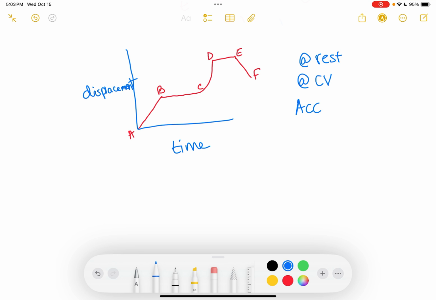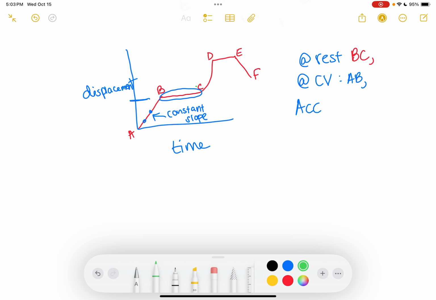Okay, so if we look from A to B, I have this nice diagonal here. Again, a diagonal on a D versus T, when I take constant slope on a D versus T, that means I'm moving at a constant velocity. So we have this segment AB. Then I get to this segment right here, BC. So that means that at this particular spot, the object is not moving anymore, right? The distance has not changed. So BC, we're at rest.